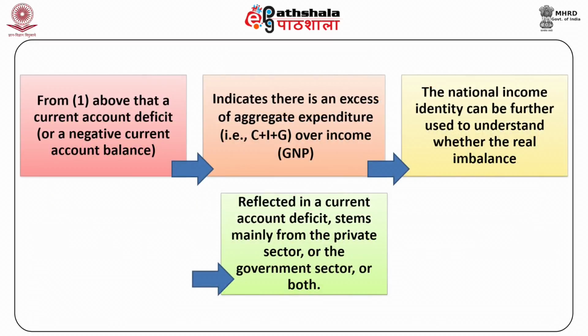We can see from our first equation that a current account deficit, or a negative current account balance, indicates that there is an excess of aggregate expenditure, that is the summation of consumption plus investment plus government expenditure, over income, namely gross national product. The national income identity can further be used to understand whether the real imbalance reflected in a current account deficit stems mainly from the private sector or the government sector or both.